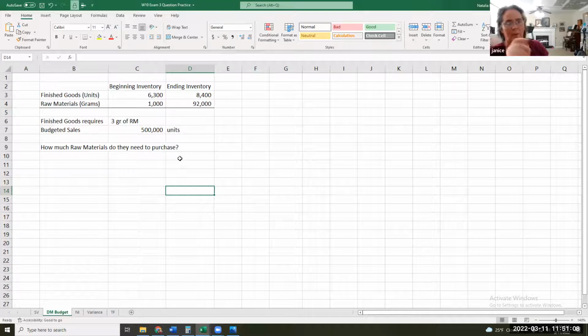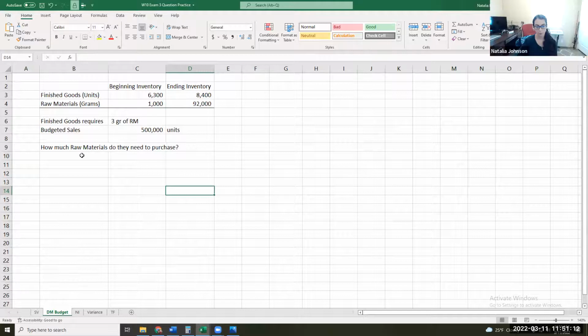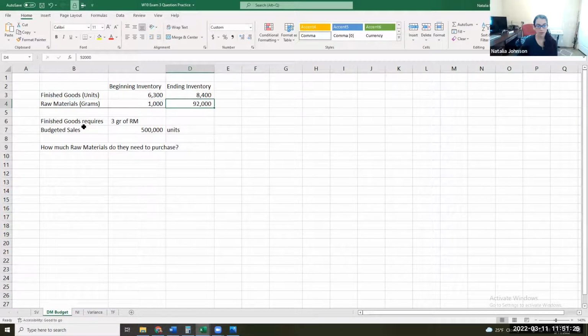How many units to be produced in a given month, how many units on hand. That would be a nice one to do. Is that what this is, this raw materials type of thing? Yeah, I need help with that one. So there are beginning and ending inventory for finished goods and raw materials. Raw materials is in grams. Finished goods require 3 grams of raw materials. And the budgeted sales is 500,000 units. So how much raw materials do they need to purchase?